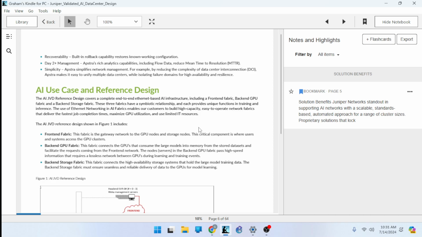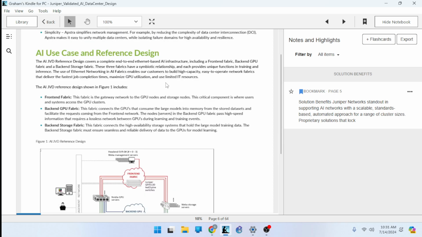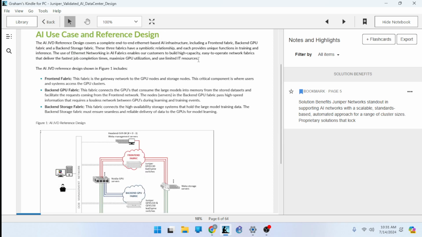Simplicity. Apstra simplifies network management, for example, by reducing the complexity of data center interconnection, DCI. Apstra makes it easy to unify multiple data centers while isolating failure domains for high availability and resilience. So, AI use case and reference design.